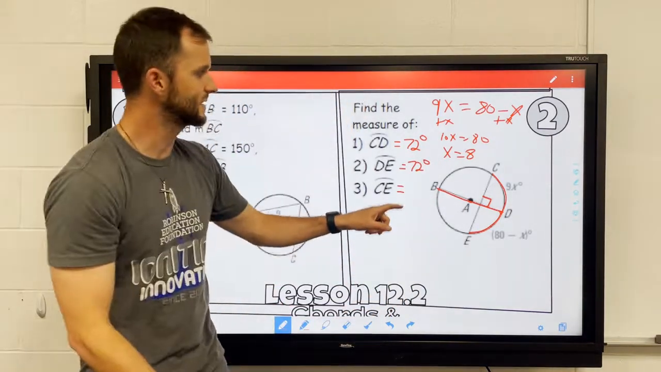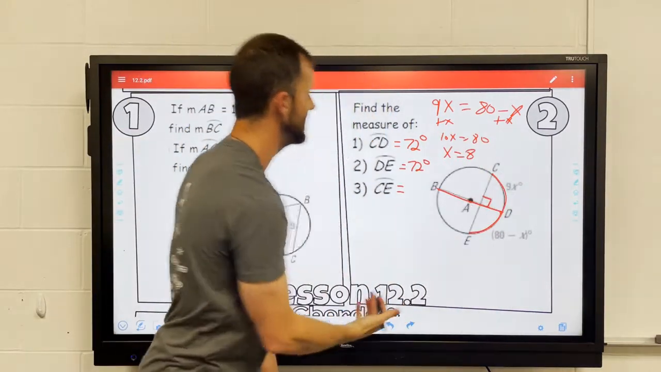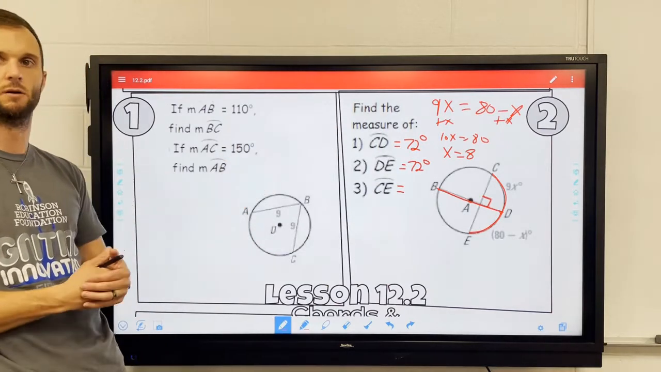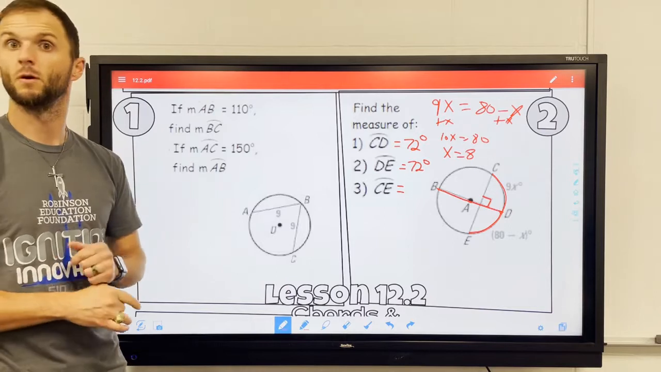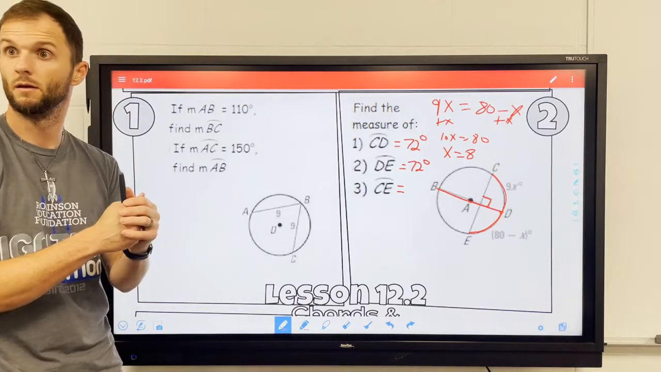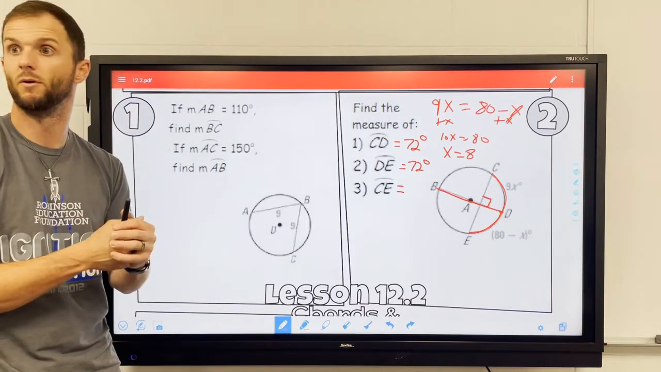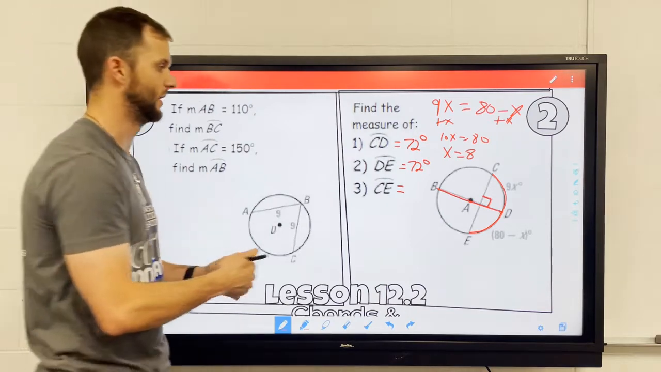And then what's the whole thing from C to E? So what's 72 plus 72? What's 70 plus 70? And then what's 2 plus 2? So 144 would end up being your answer there.